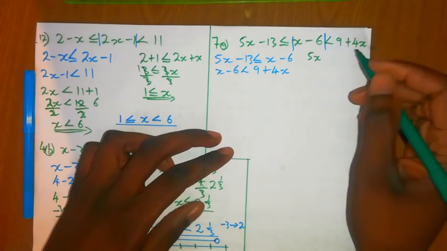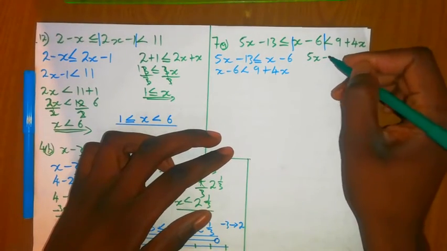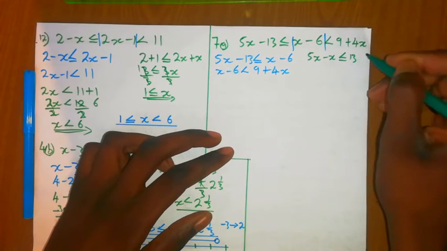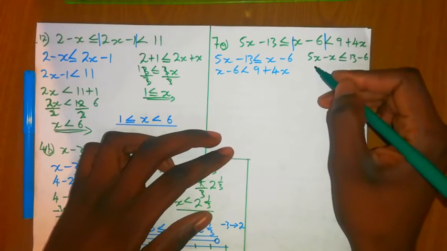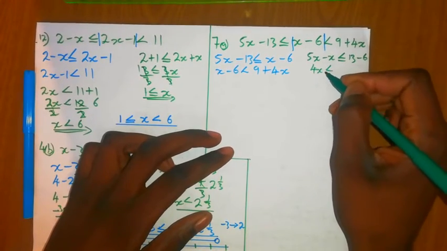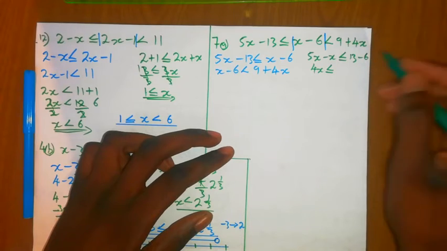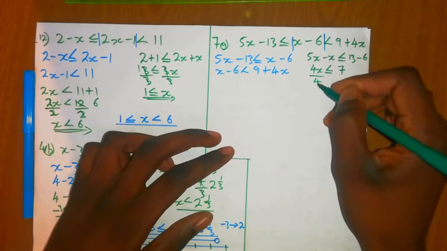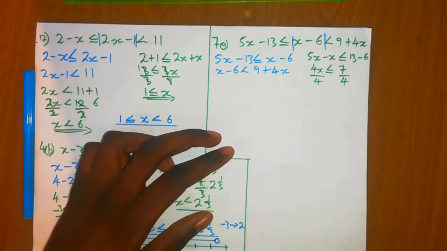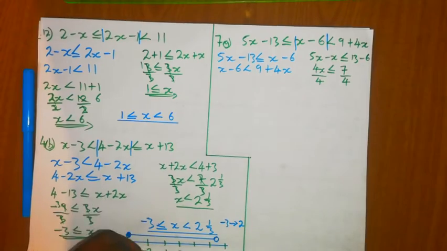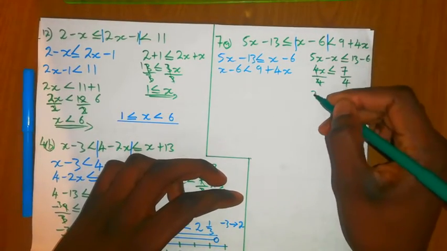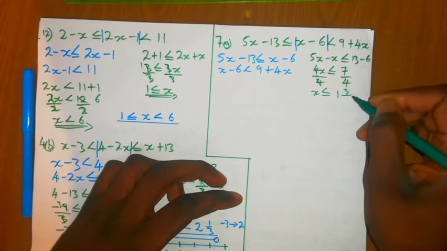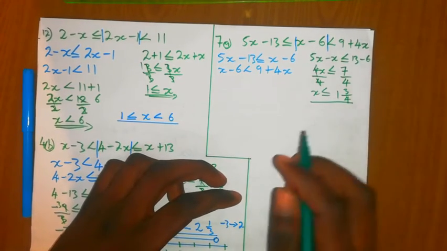5x, collecting my like terms, minus x is less than or equal to 13 minus 6. Now 4x is less than or equal to 13 minus 6. That's a 7 there, over 4. So from this one, I'm going to have my x is less than or equal to 1 and 3/4. That is my first inequality.